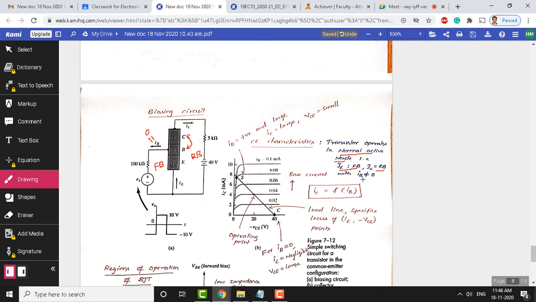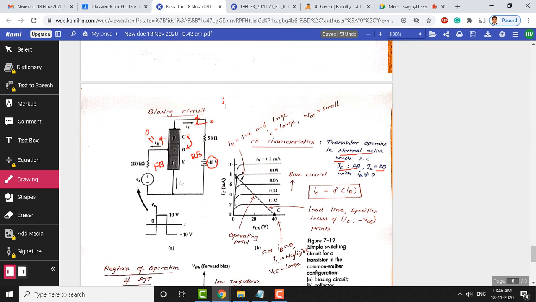Here IB is not made 0, even though I show IB, but when you make IB 0, then definitely collector current is going to become 0. When this current becomes 0, there is no current flow in this loop, and this complete 40 volts appears across the collector and base. Now, as you keep increasing the base current, proportionately the collector current also increases, and slowly the collector emitter voltage decreases.